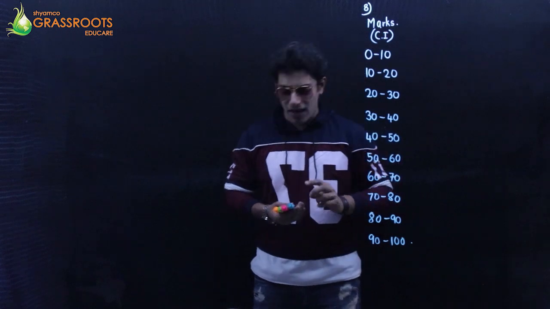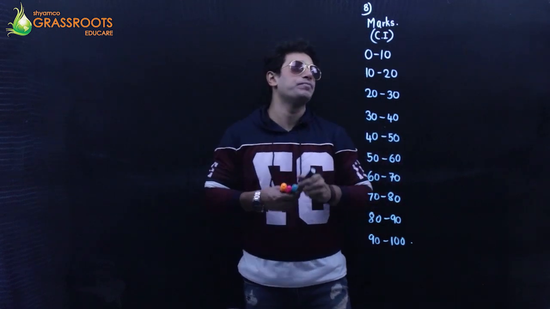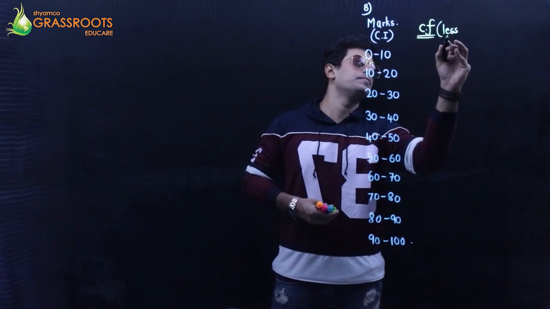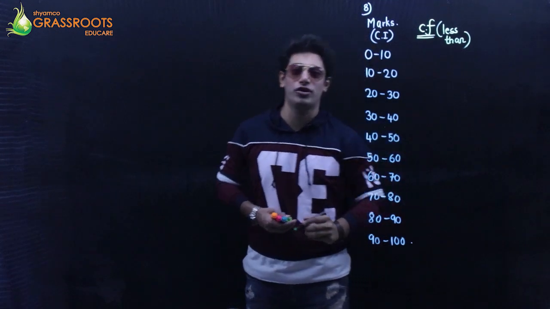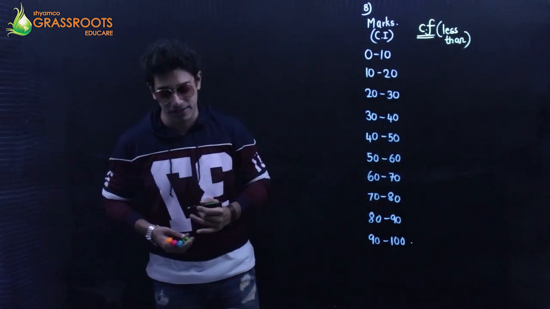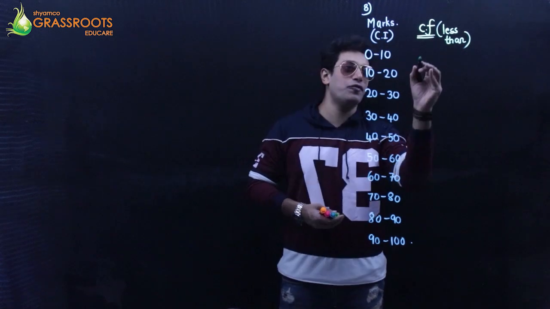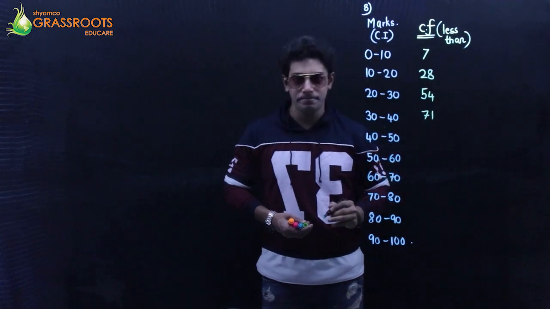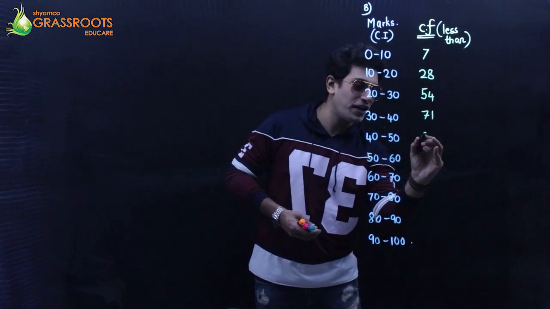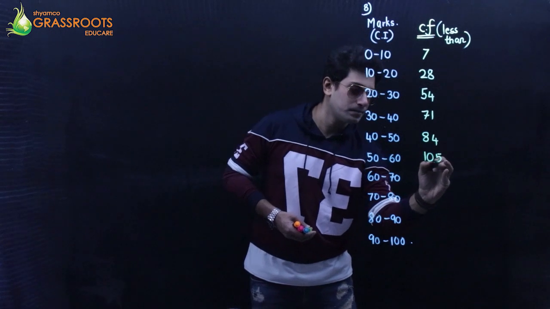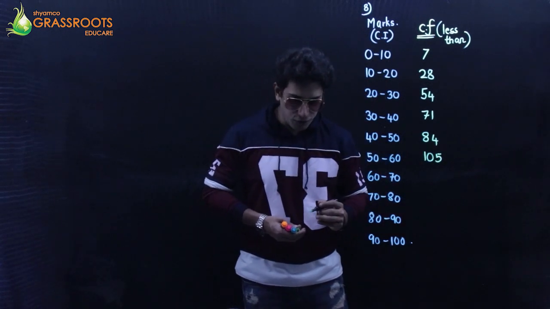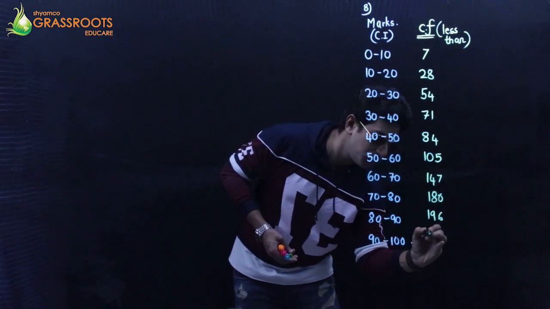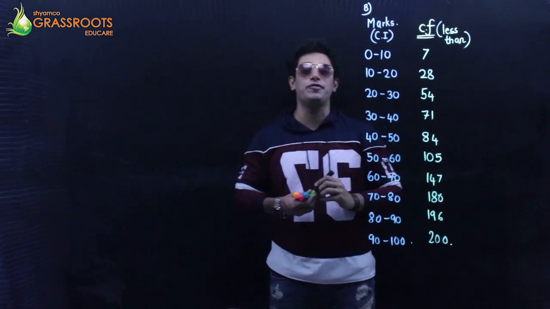All right. Now I have been given the cumulative frequency. Fine. The cumulative frequency for a less than type is always going to be in an ascending order from smaller to bigger. It will rise, increase. So we have 7, 28, 54, 71, 84, 105, 147, 180, 196 and 200. This is your cumulative frequency.